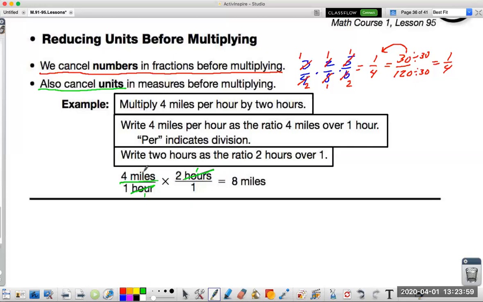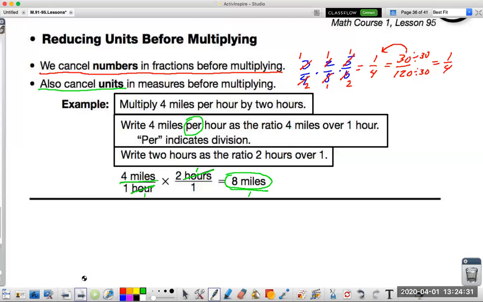And 4 miles times 2 times 1 equals 8. And down in the denominator, you have 1 times 1 times 1, which would be 1. But you don't need to actually write that piece. You just need the 8, and all you have left is the miles. Remember this per hour, this means division, it is a ratio. So it's like 4 miles over the 1 hour.